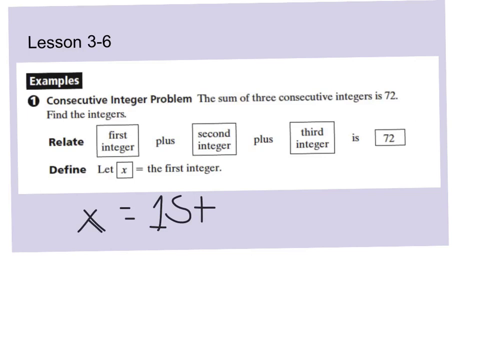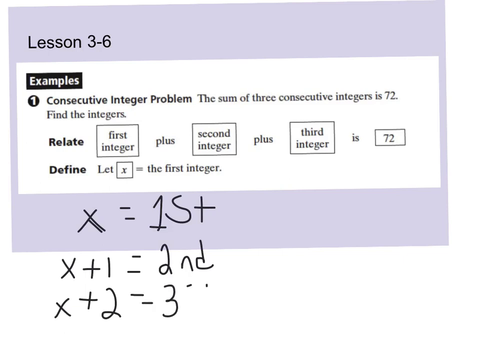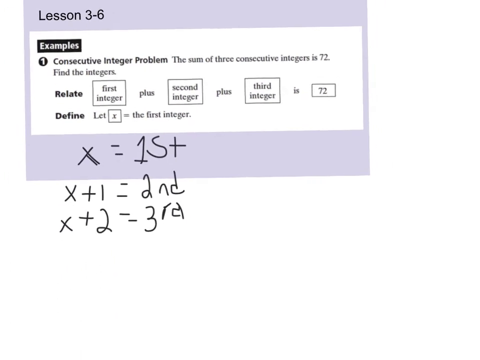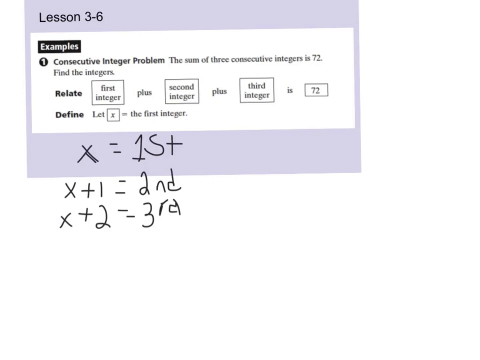So if x is that first number, imagine it represented 72. We could take that 72 and add 1 to it, and that would give us 73, which would represent our second integer. I'm just kind of thinking out loud here. So then the third integer of the consecutive integers, we could add 2 to it. Does that make sense? So what we've done here is we've defined our 3 unknowns based on one of them.